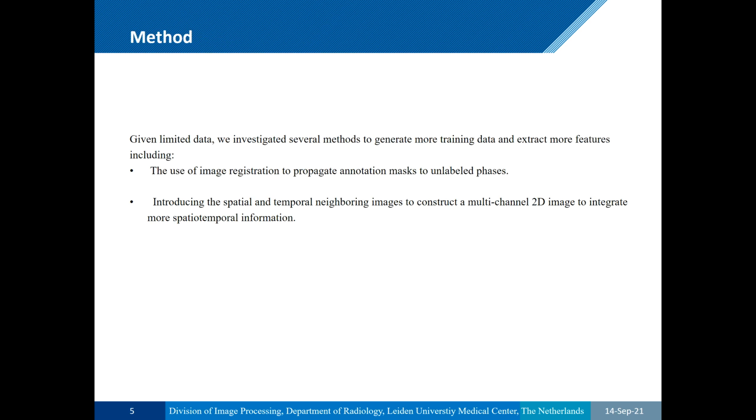In our work, we investigated several methods to generate more training data and get more features, including the use of image registration to propagate annotation masks to unlabeled phases, and also introducing the spatial and the temporal neighboring images to construct multi-channel 2D images to integrate more spatial-temporal information for the segmentation.